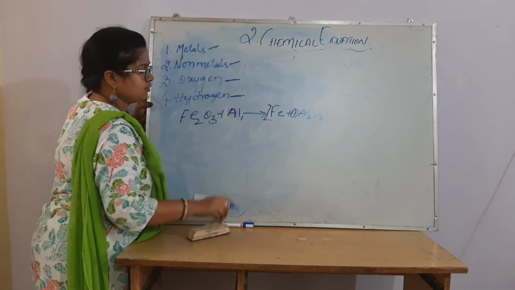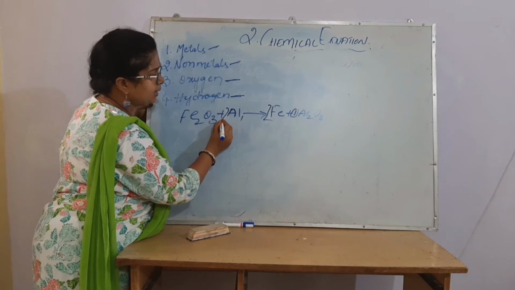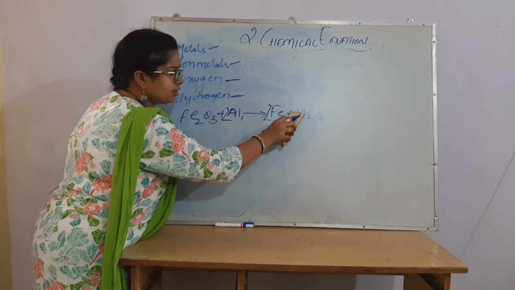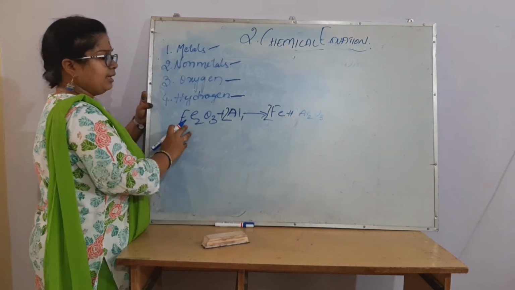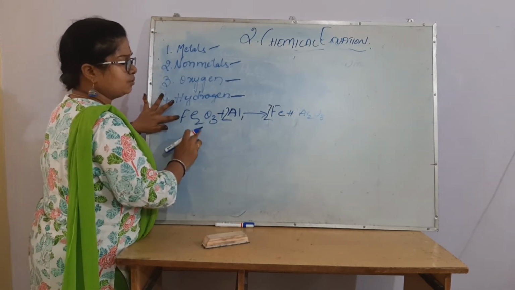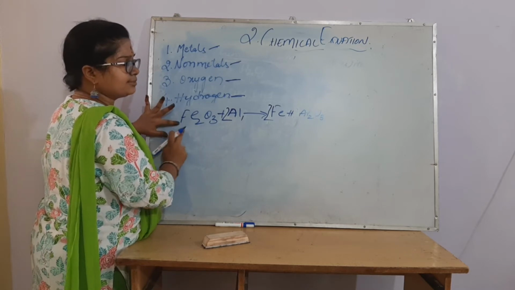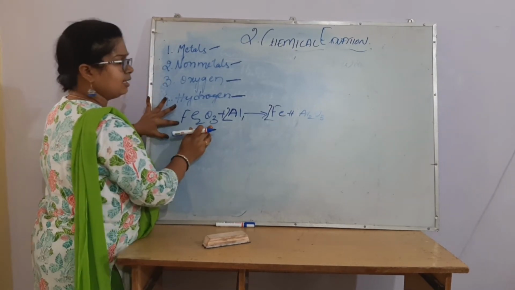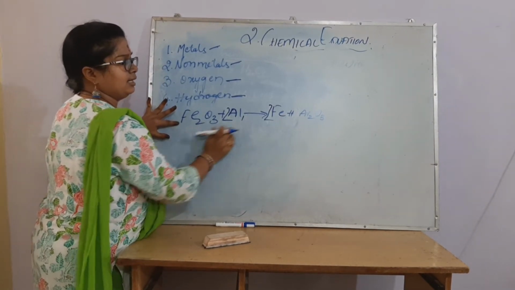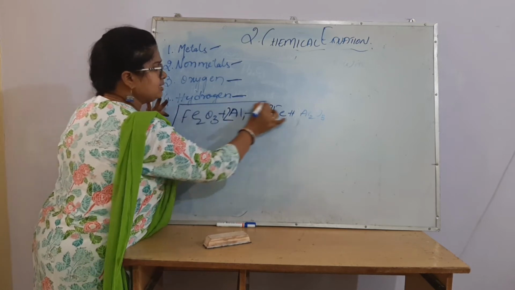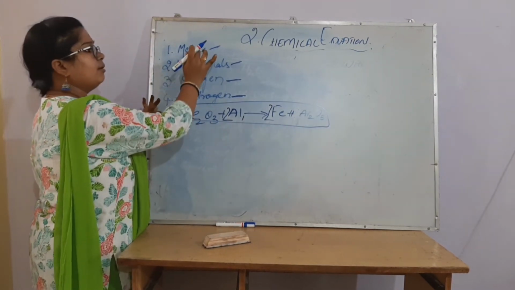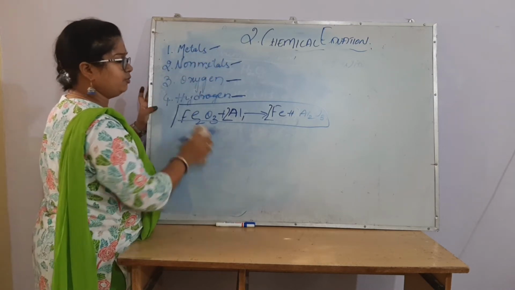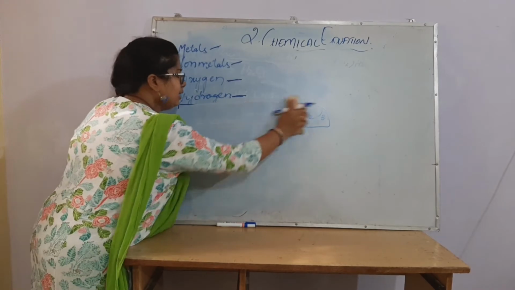So I need to multiply here by 2 to get it balanced. Now see, the 1 is not written here, but for your understanding I have written it. Fe 2 and 2, 1 into 2, 2 atoms here, done. Next Al 2 and 2, done. Here 3 and 3. Hence this is balanced. Metals, non-metals, oxygen, hydrogen: you need to follow this so that you will get it very easily.